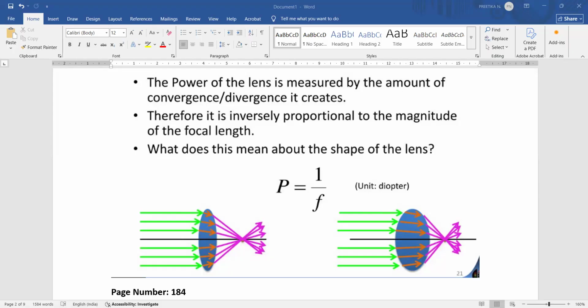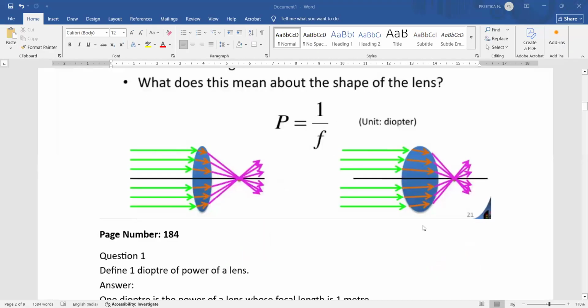So the power is equal to 1 by focal length, and the unit for the same is diopter, because he was the person जिन्होंने ये concept develop किया था. So he gave his own name as a unit for the power. इसको हम capital D से denote करते हैं. So just look at the thing which I have taught you.